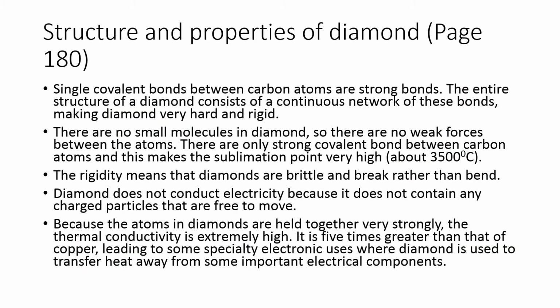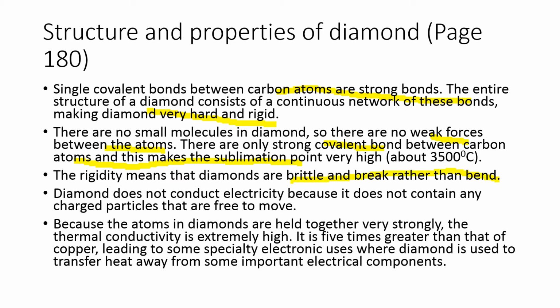Alright, once again, there are many other explanations on diamonds. It says here, single covalent bonds between carbon atoms are strong bonds. The entire structure of diamond consists of a continuous network of these bonds. We have discussed this, making them very hard and rigid. There are no small molecules in diamonds, so there are no weak forces between the atoms. There are only strong covalent bonds between carbon atoms, and this means the sublimation point is very high. The rigidity means that diamonds are brittle and break rather than bend.